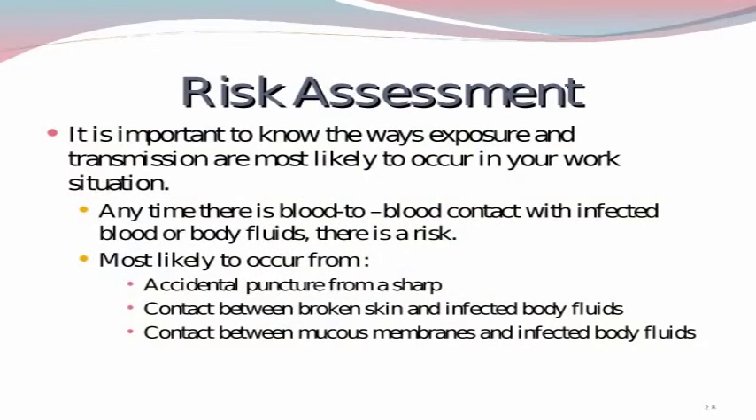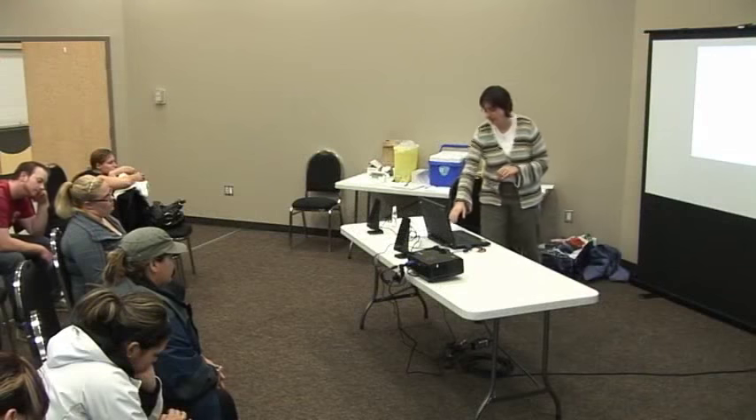So the risk assessment, like I said, the most common way of getting a bloodborne pathogen is probably going to be an accidental puncture from a sharp, okay? It could be through broken skin. That would be the second way. So if we have a cut or sore, and we're providing first aid to somebody, or contact from the mucous membranes, okay?